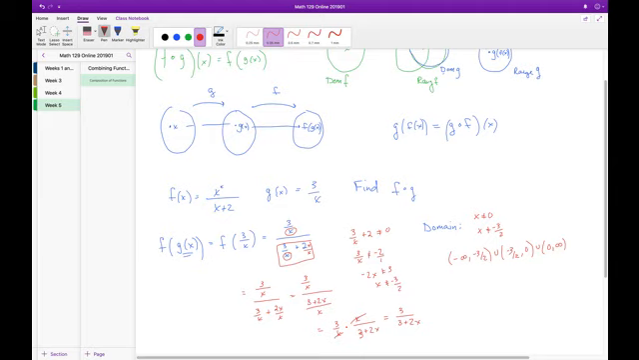But notice, if you simplified it before considering the domain, you would have missed that 0 that has to be excluded.